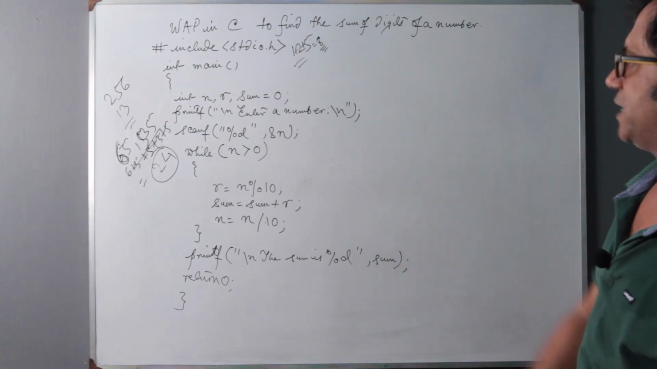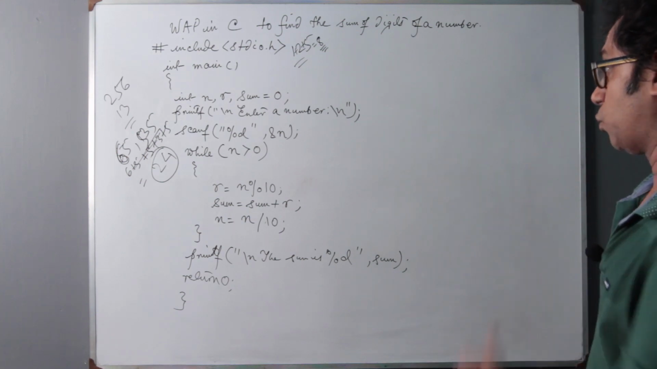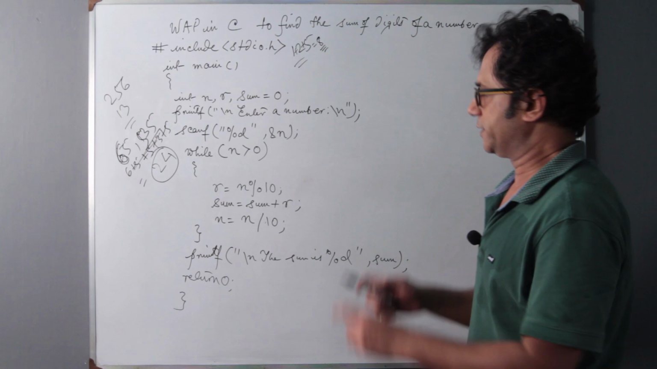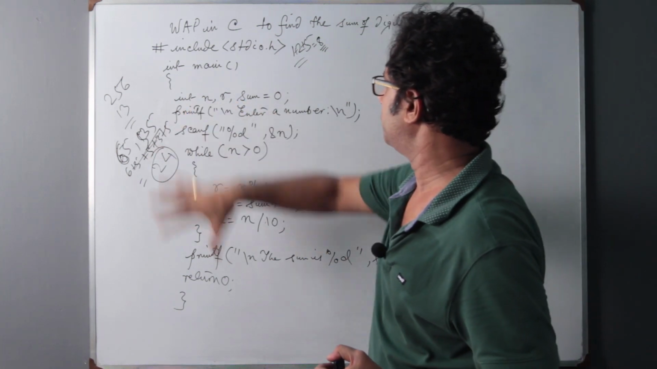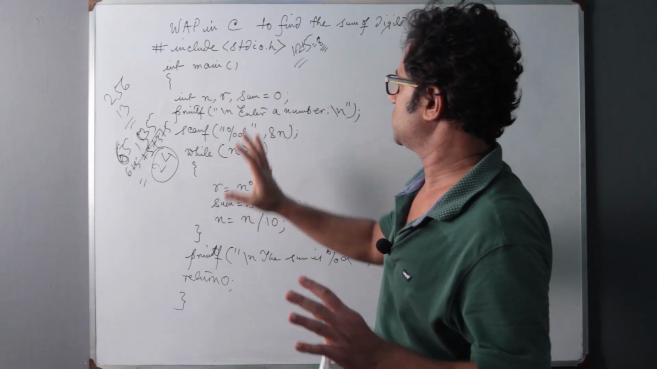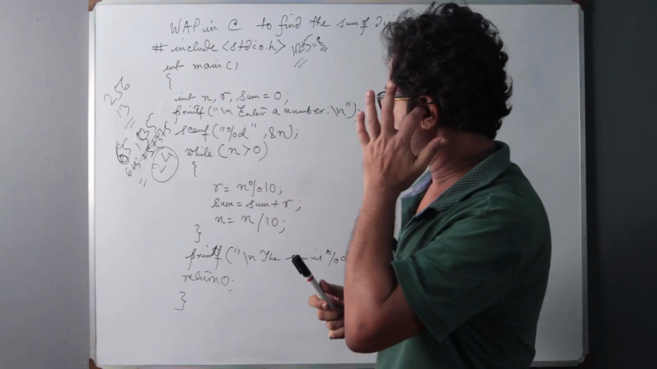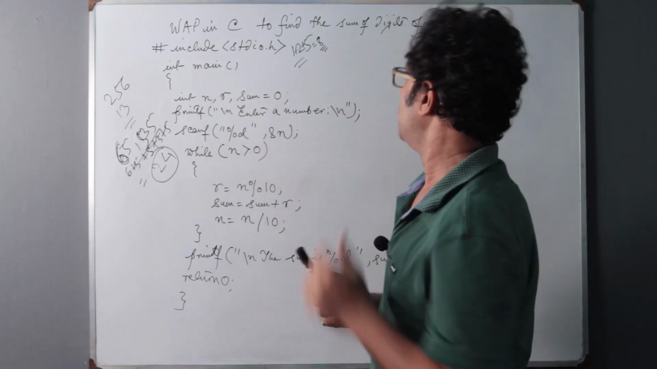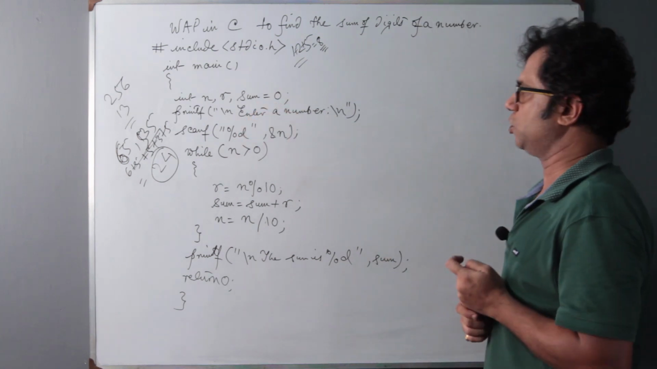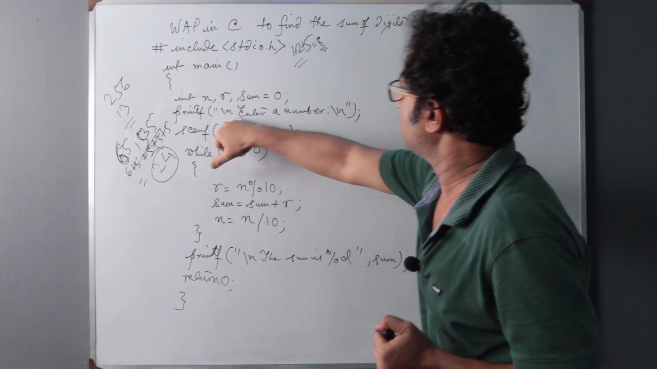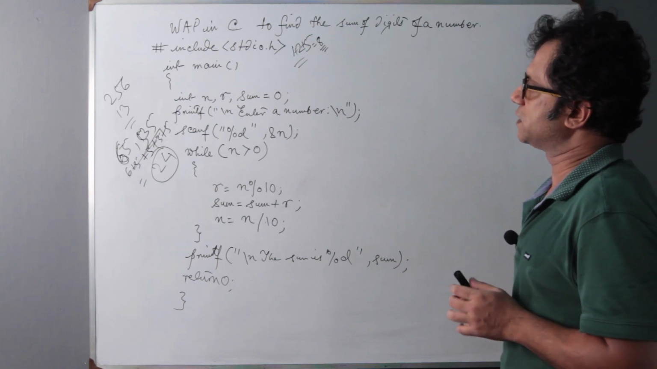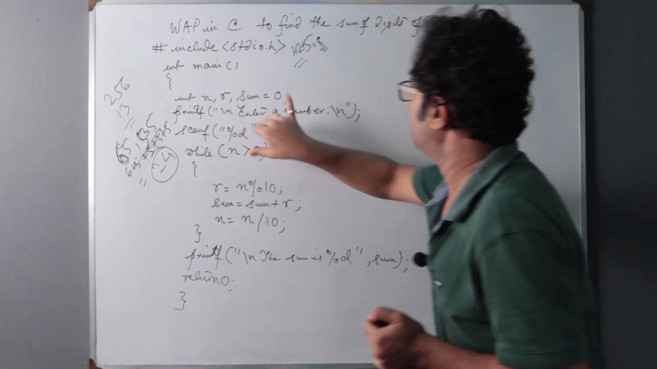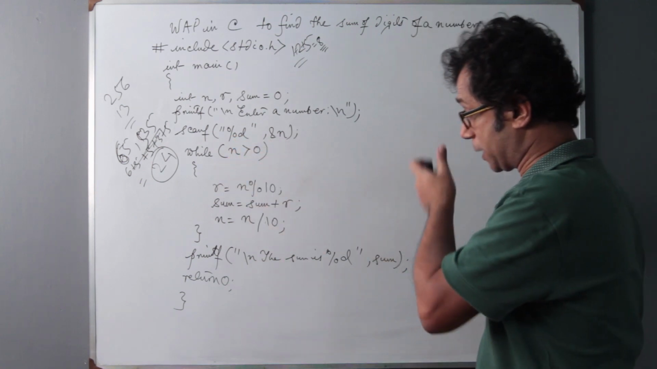For that to be dealt with, we have used the while loop construct. First we have taken 3 variables: int n, the number; r, which will be just the remainder value; and sum equal to 0. Then the user will be prompted to input a number from the standard input device, that is the keyboard. Enter a number, and the user will supply the number n.